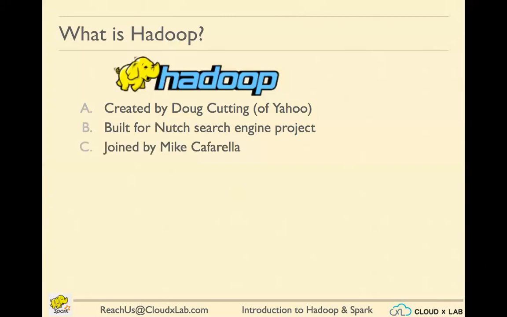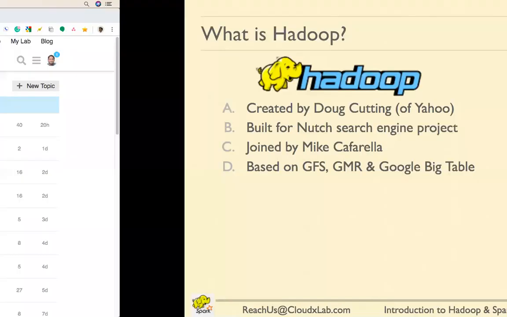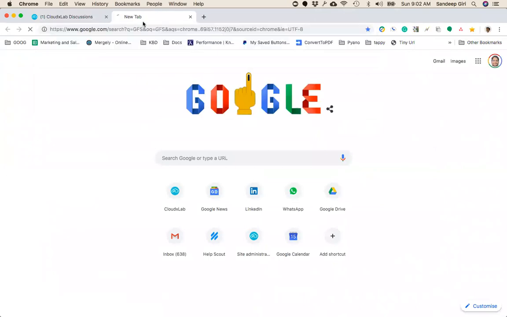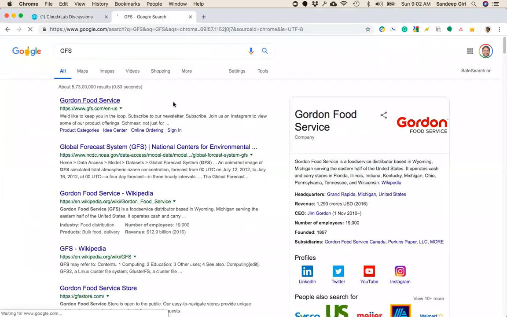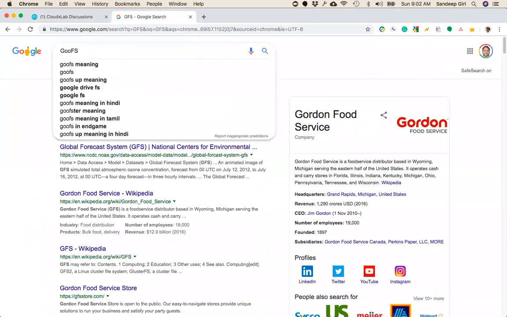He was joined by Mike Cafarella, and at the same time, Google published three legendary papers. One was the Google File System, another was Google MapReduce, and the third was Google Bigtable. These three papers were quite a big deal in the ecosystem. I'll just search for Google File System.